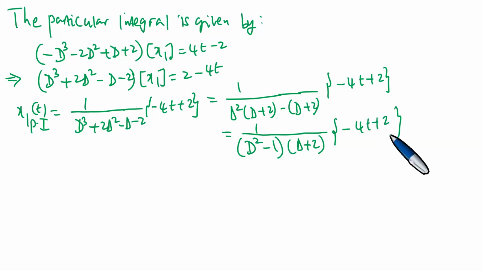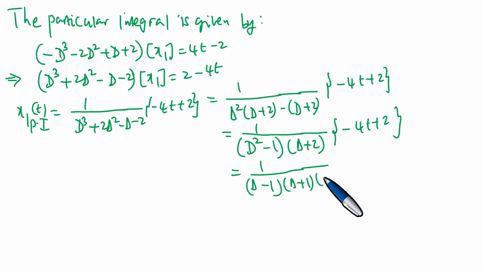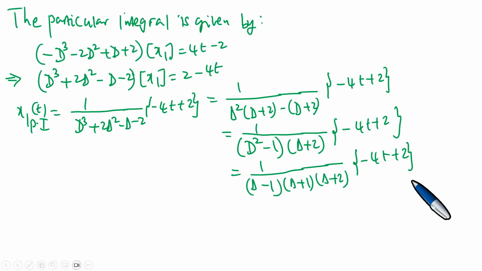We have this. Difference of two squares for the d squared minus 1, or you have d minus 1 into d plus 1, difference of two squares, and then you have d plus 2. Okay, and you have minus 4t plus 2, like this.